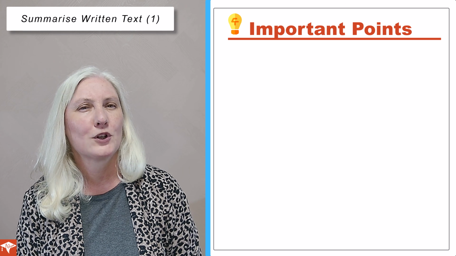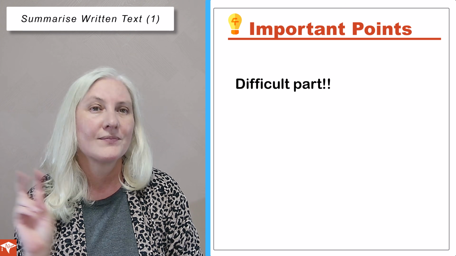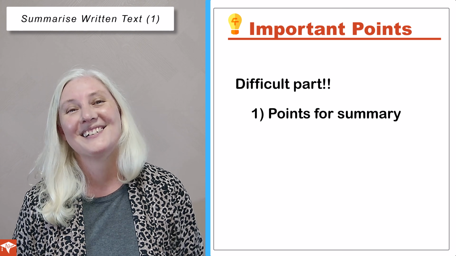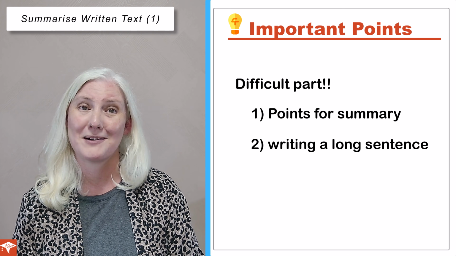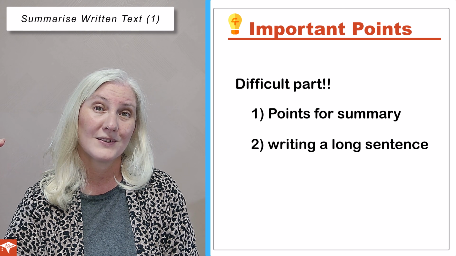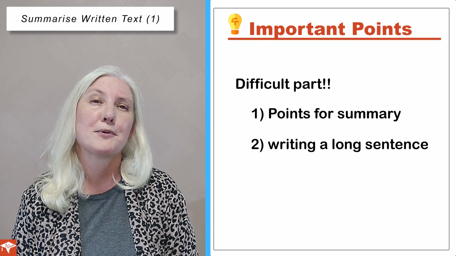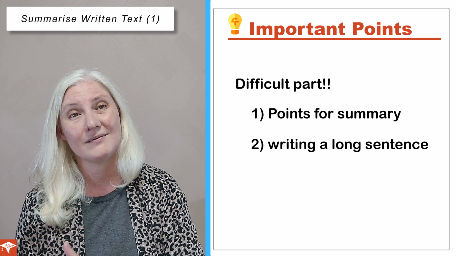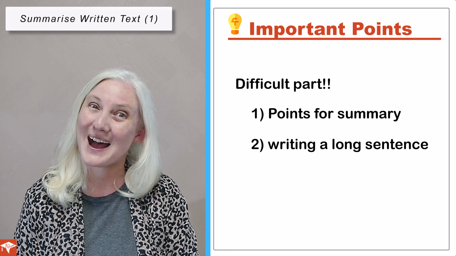So what's the most difficult part of the Summarize Written Text question? 2 things. First, deciding which part is good for your summary. And second, writing a long sentence with correct grammar. Now, PTE says you can write up to 75 words, but 75 words is crazy long. So when people write these long sentences, their grammar falls apart. So the trick is to keep it simple. Let me show you how.